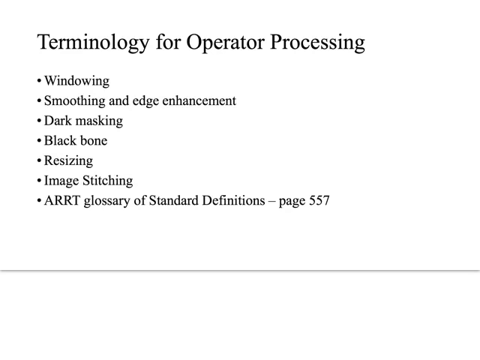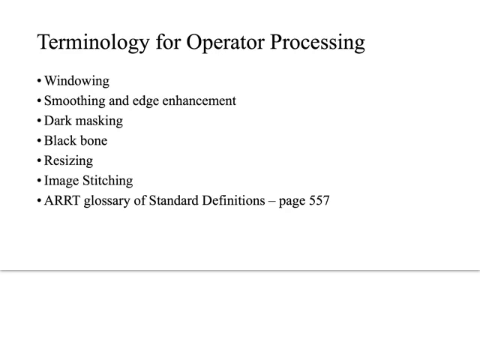Smoothing and edge enhancement can be done with kernels or with filters that will help either enhance an image or smooth out rough edges. Dark masking, we've seen that quite a bit. In our lab, it automatically applies dark masking, and so as you're watching it process the CR image, a lot of times you see a quick flash of the entire exposure, and then we see that dark mask applied.